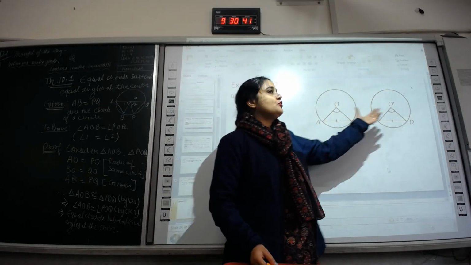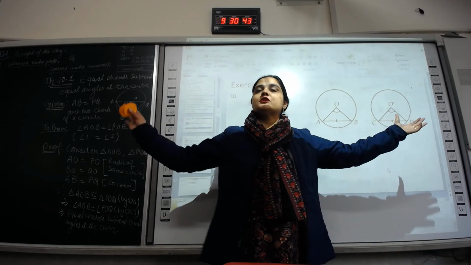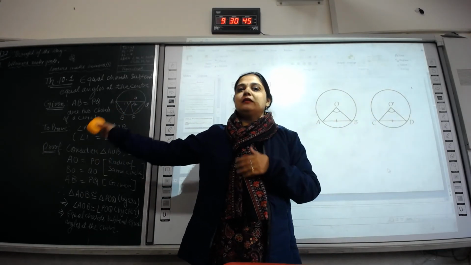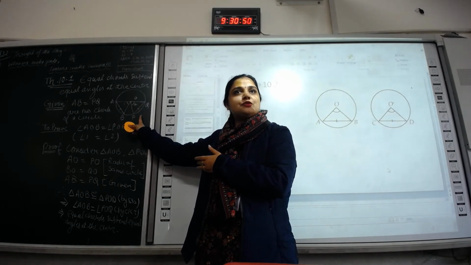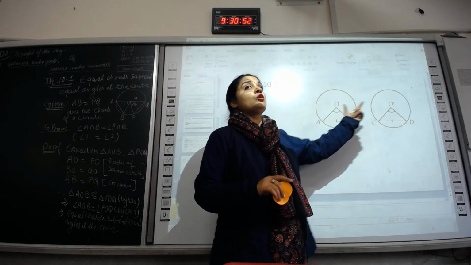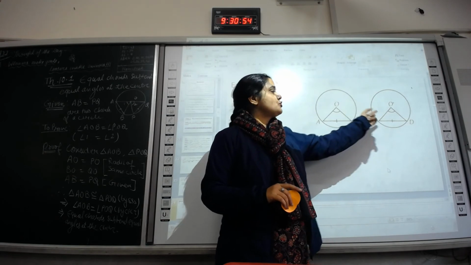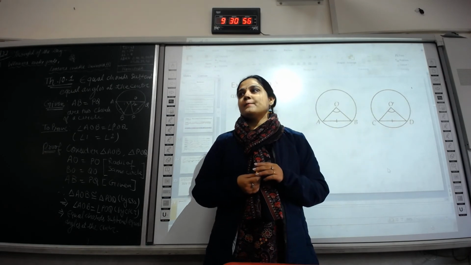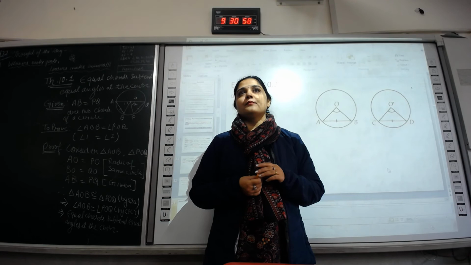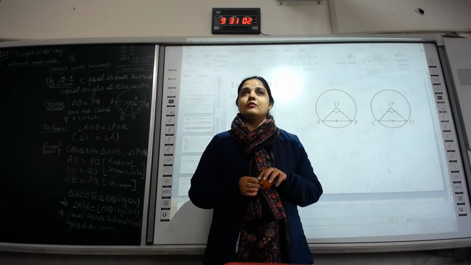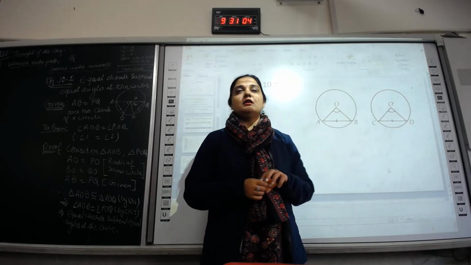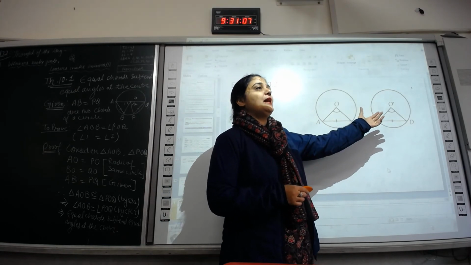So, look at these two figures. Just the way we have just proved the question, that was in the same circle. We had two equal chords in the same circle. Here we are having two congruent circles. Can we prove these two triangles congruent? Yes, ma'am. How? Because the circles are congruent, they will have same radius, which means they will be congruent by SSS. Exactly, because circles are congruent, that means radii are same.